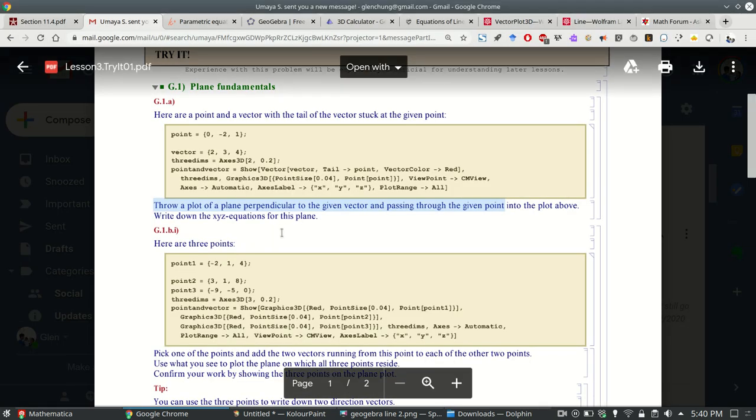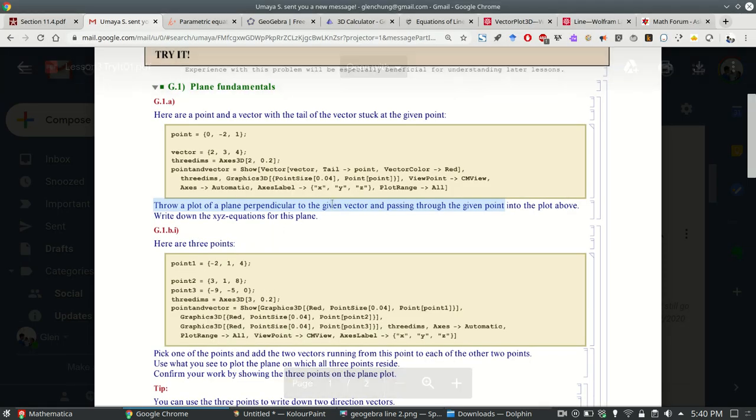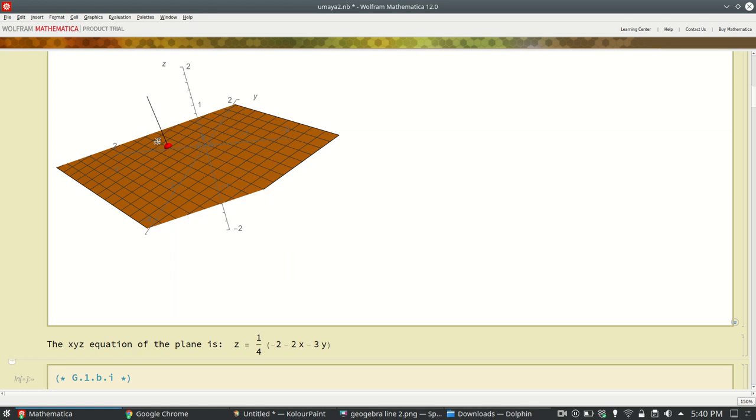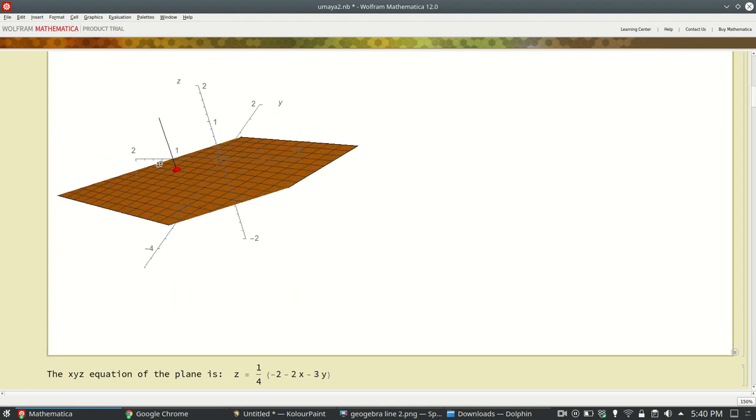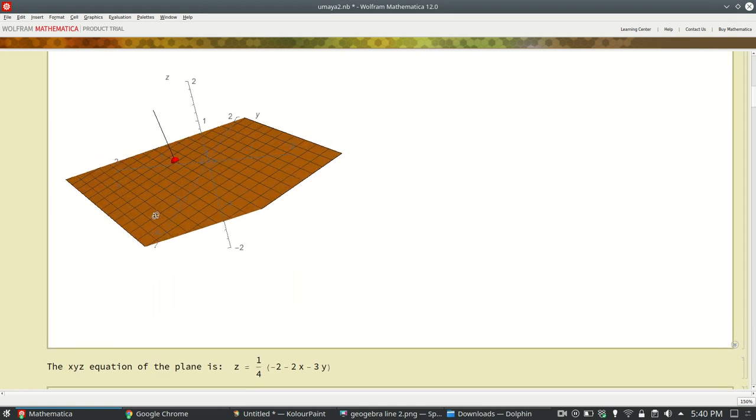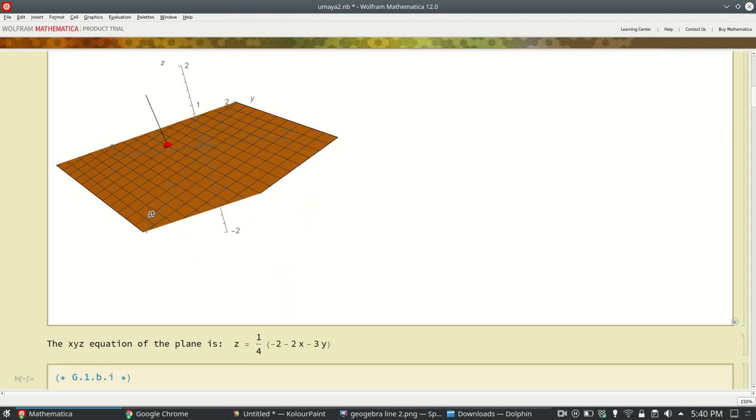Did they call it vector or line? They called it vector, right? So the vector that was given is this vector here. The point that was given is this point here. And the plane that they asked for is this plane right here. This yellow thing, this orange-brown thing. That's the plane that they asked for.